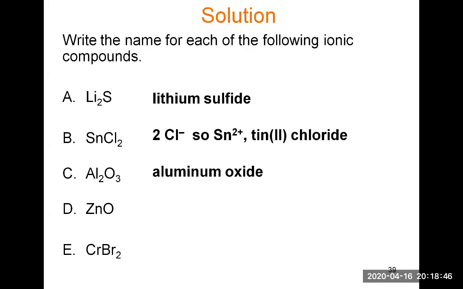ZnO. ZnO, sorry. Zn is zinc. That's a variable charge metal. It's not a variable charge metal actually.